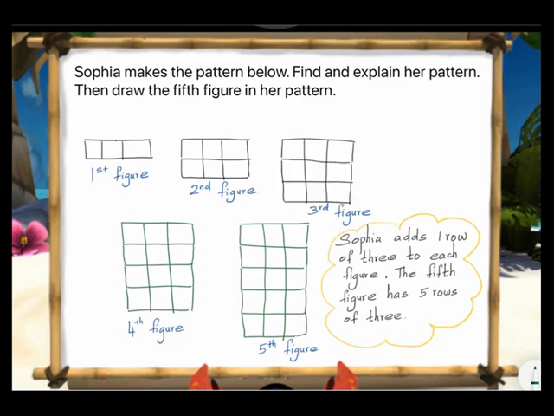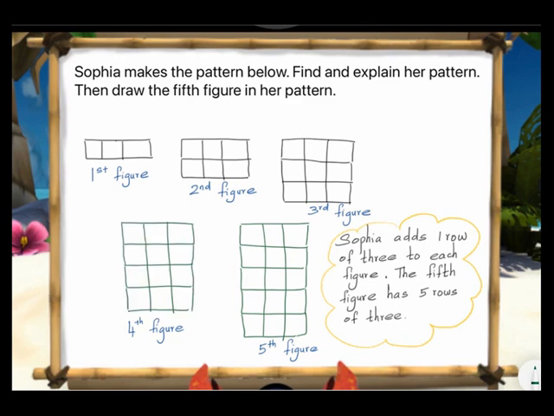In the fourth figure, she has one row of 3, 2 rows of 3, 3 rows of 3 and 4 rows of 3.